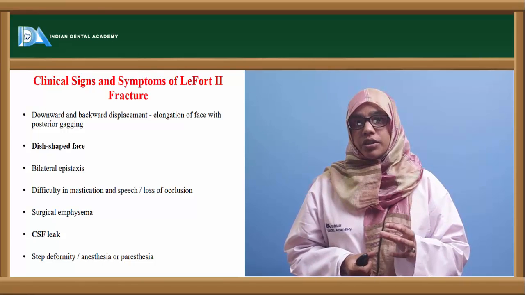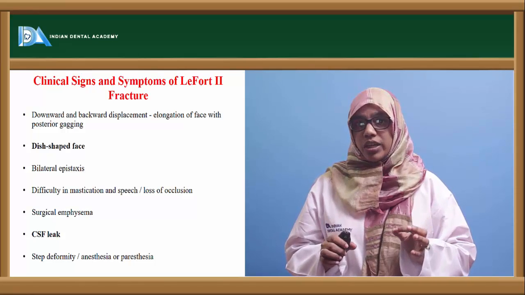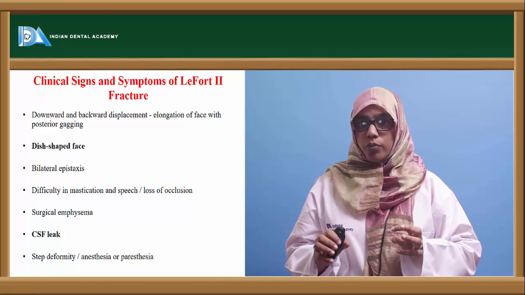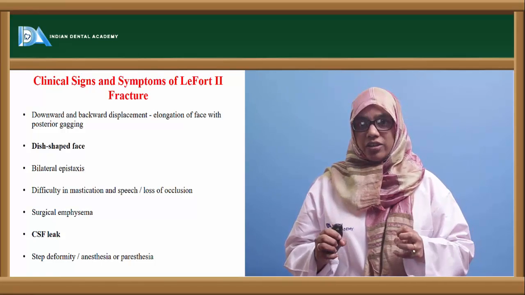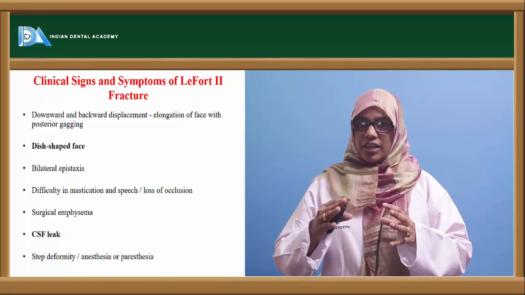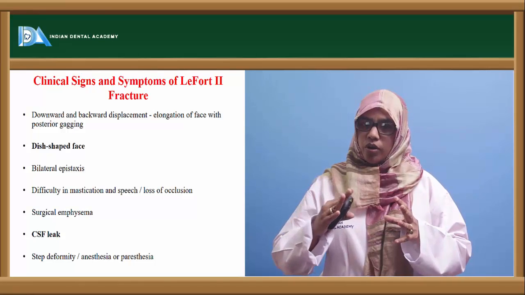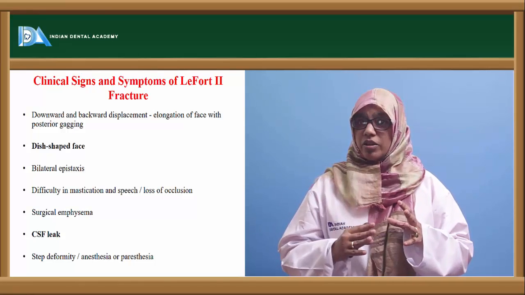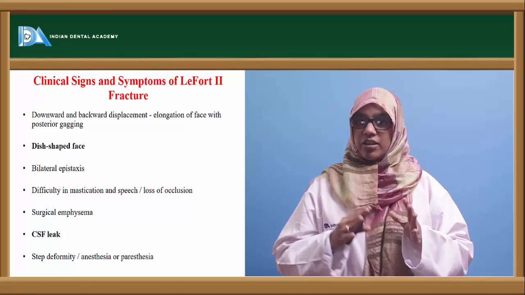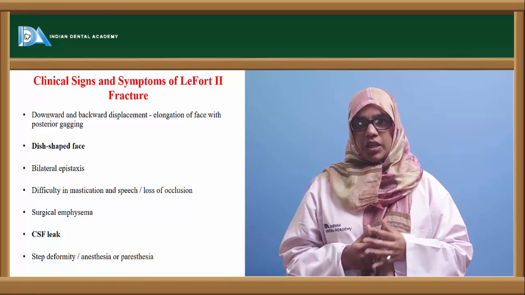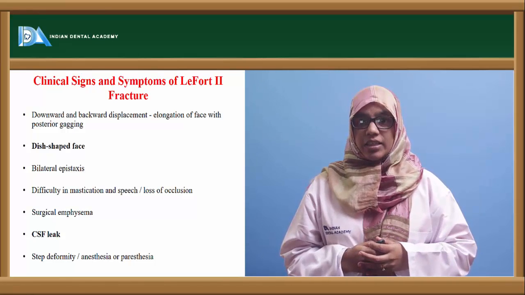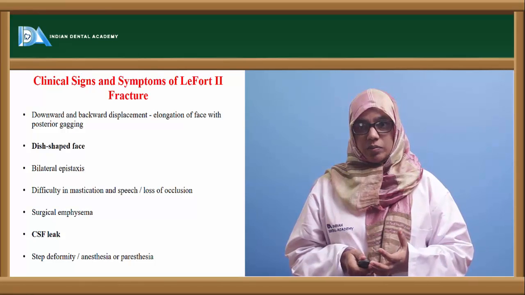Why I am stressing on this is because the fragile bones, that is the ethmoidal bone and the vomer bone, fracture. When they fracture, the entire segment will slope posteriorly. As I mentioned earlier, it will move posteriorly, resulting in a dish face deformity. There is bilateral epistaxis. There is difficulty in mastication and speech.